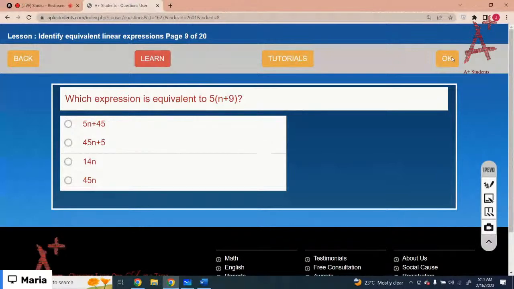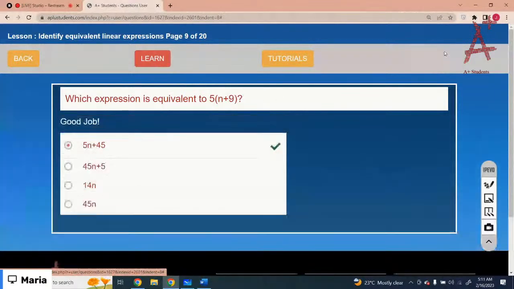Okay, the next one is 5 times n plus 9. Just convert it into the standard form. You have to multiply the 5 with everything that is inside the bracket. Got it? So it would be then 5n and plus 5 times 9 is 45. So it is then 5n plus 45. So which option is the correct one? That is option number 1, 5n plus 45. Got it?